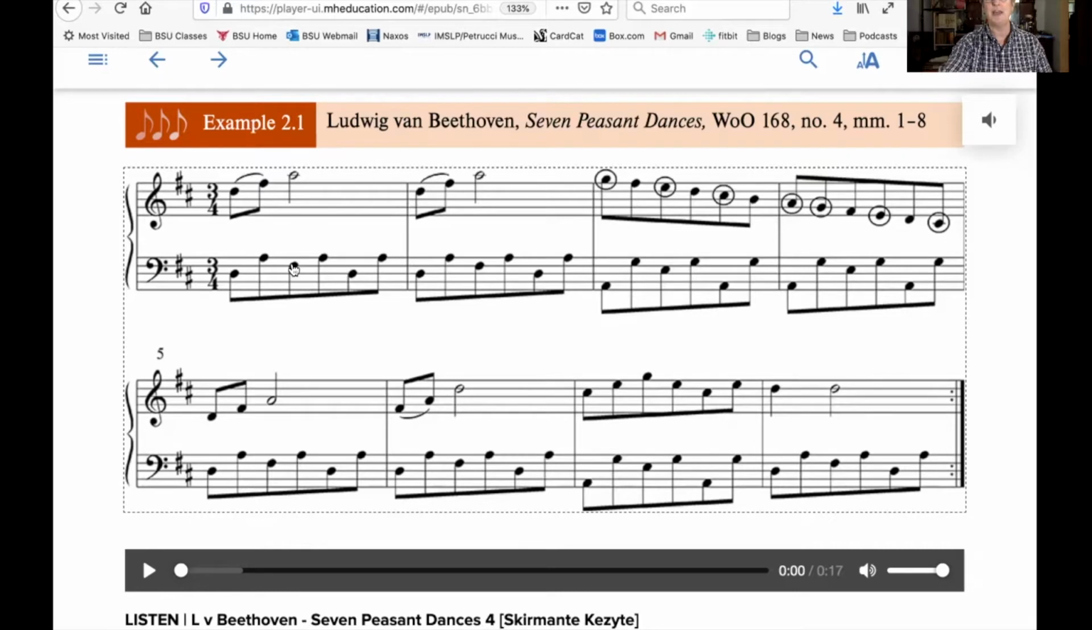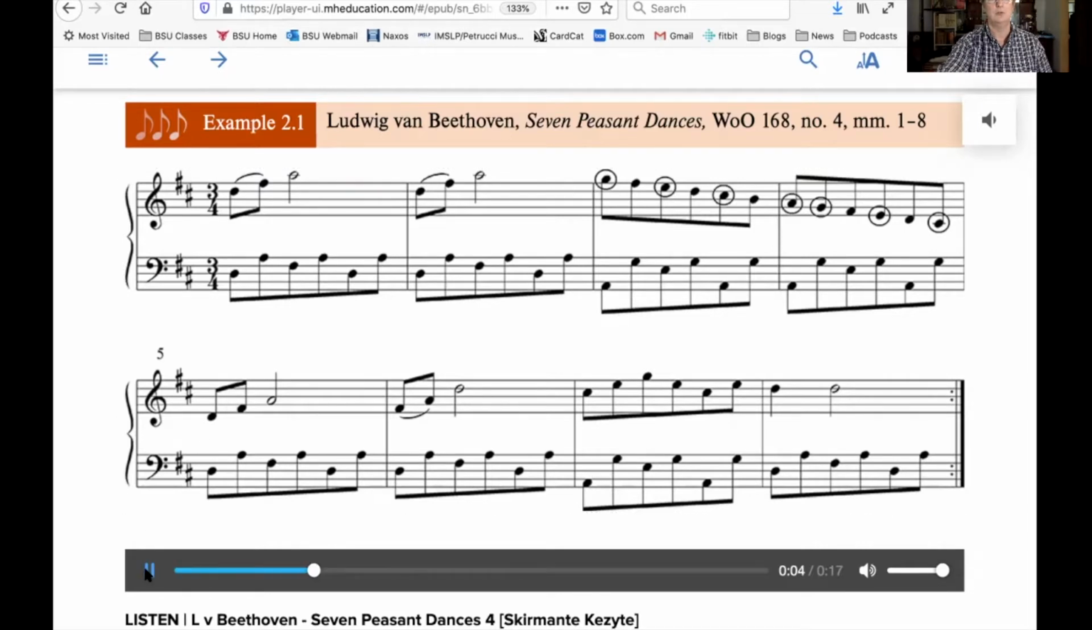And we could think of the F sharp as being kind of a tenor note and the A as being kind of an alto note, with the soprano being the right-hand melody. Let's listen to this example with just 1 and 5-7.